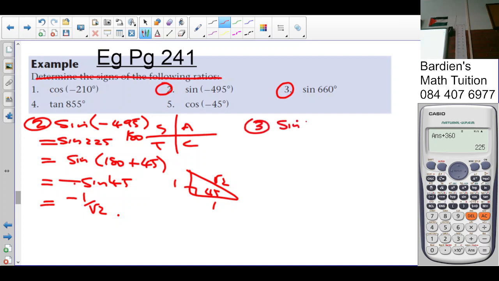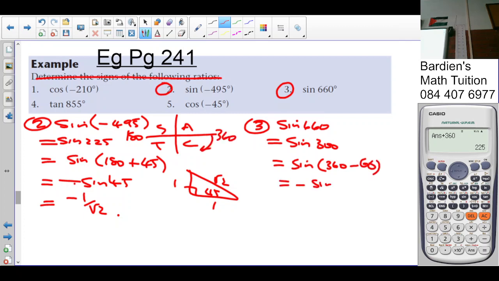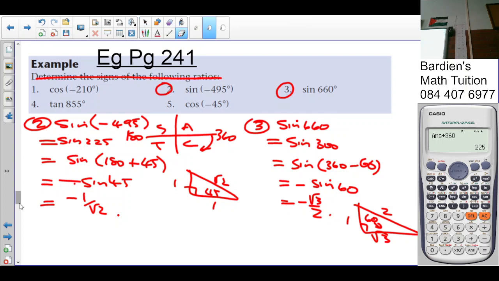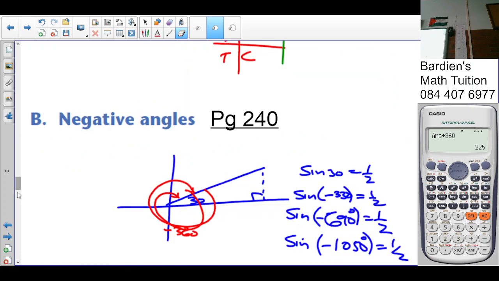Sine 660. So what do I do here? Minus 360. Gives you sine 300. That takes you to the fourth quadrant. So it's 360 minus 60. In the fourth quadrant, sine is negative. But hang on, that's again a special triangle, not so? Sine is opposite over hypotenuse, so it's negative root 3 over 2. Again, what do you notice? When I use the special triangles, I write down the one I'm using. Okay? You also make a habit of doing that.